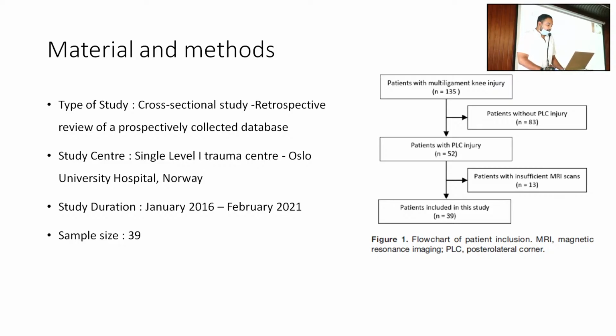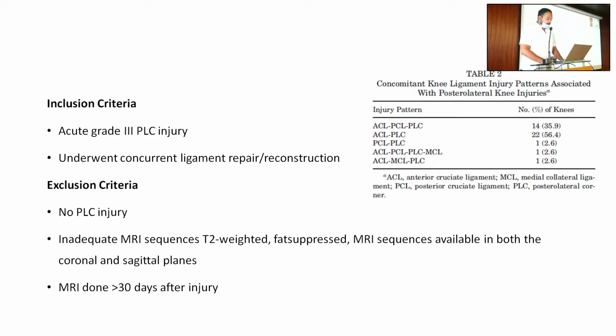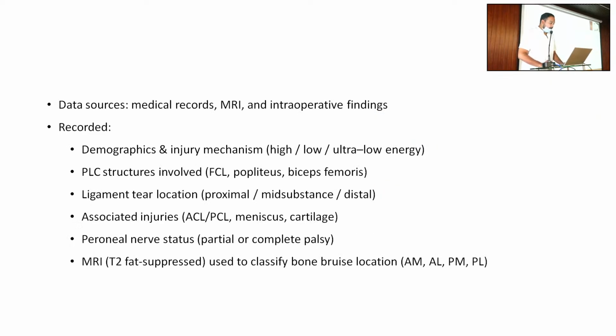Norway, and the study duration is from January 2016 to February 2021, and the sample size is 39. Total patients taken with multi-ligament knee injury. Inclusion criteria in the study is acute grade 3 PLC injury and underwent concurrent ligament repair and reconstruction. Exclusion criteria are no PLC injury and inadequate MRI sequences, T2 weighted fat suppressed MRI sequences available in both coronal and sagittal planes, and MRI done more than 30 days after the injury. Data sources: medical records, MRI and intraoperative findings recorded.